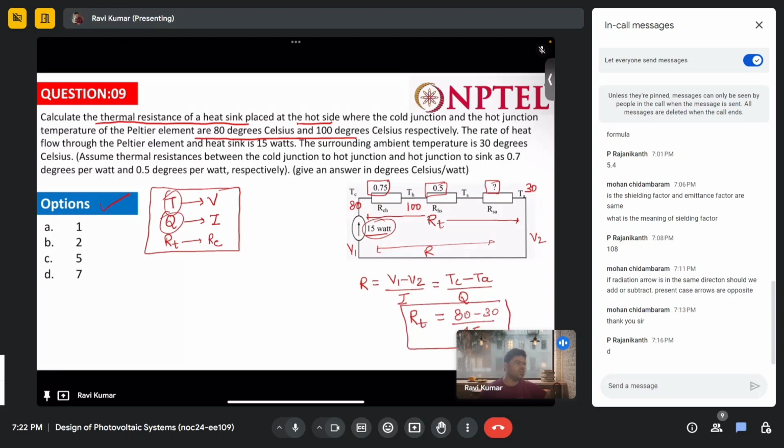And what is this RT? RT is a combination of RCH plus RHS plus RSA. RCH is given as 0.75, plus RHS given as 0.5, plus RSA we need to calculate. RT is 80 minus 30 divided by 50. What is RSA coming to? Calculate this.